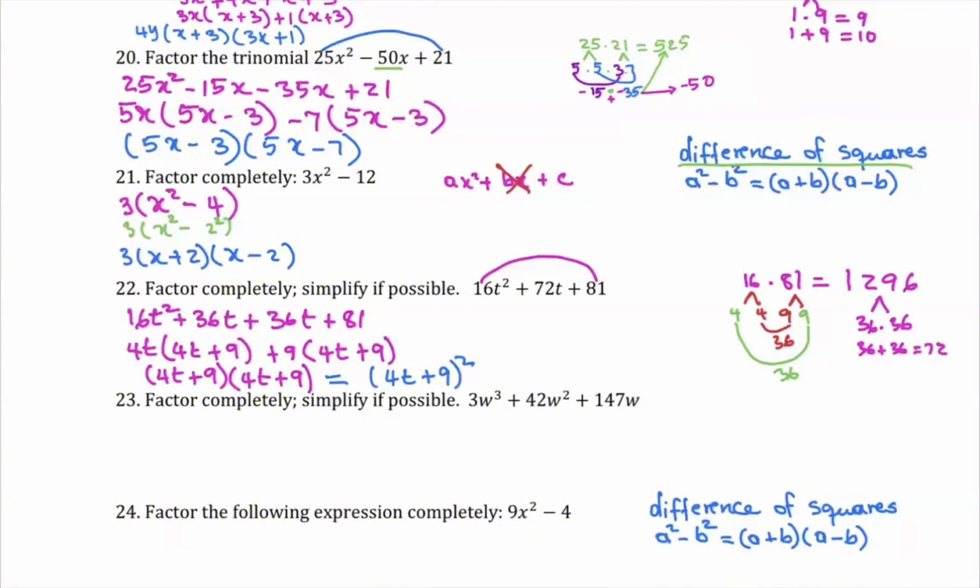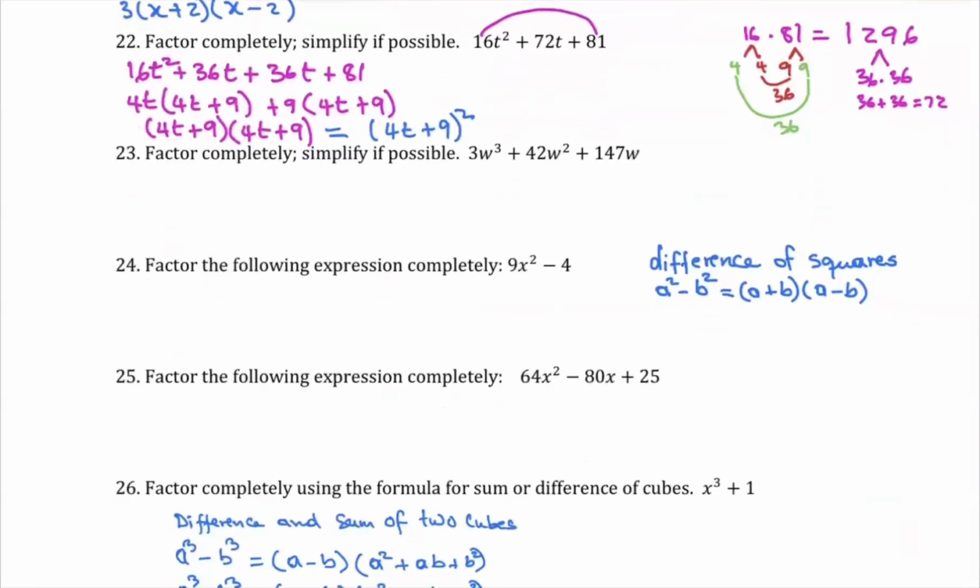Yes. Now the next one. Let's try to factor the GCF, if any. We want to make sure that we check if there is a GCF somewhere. The GCF will be 3W. We're going to pull it out: 3W times W squared plus 14W plus 49.